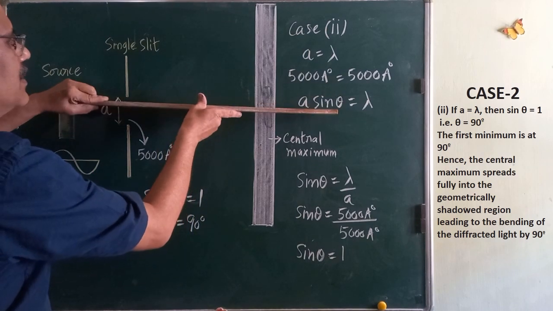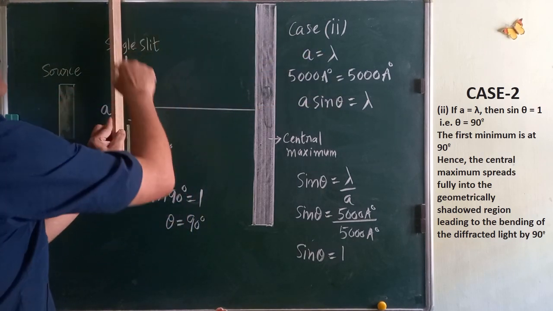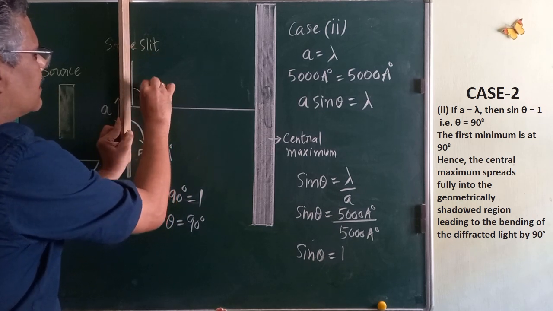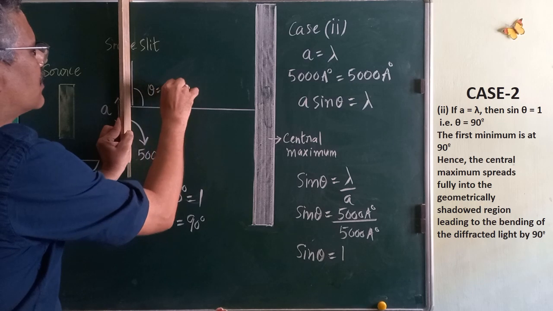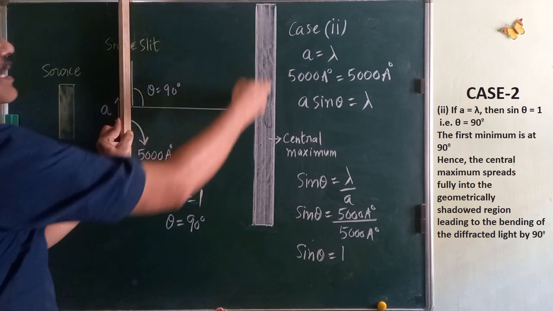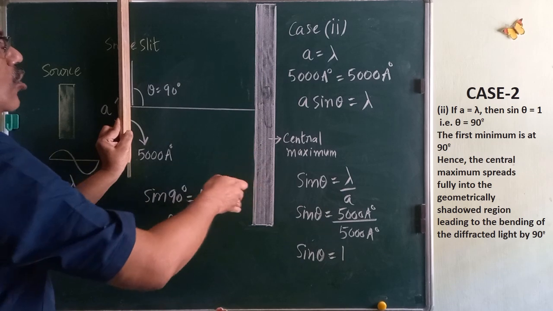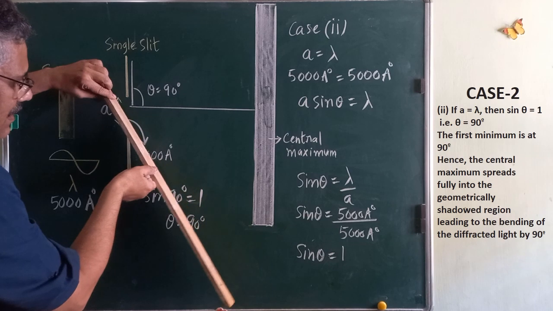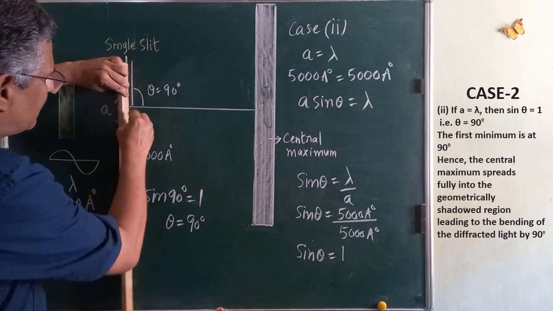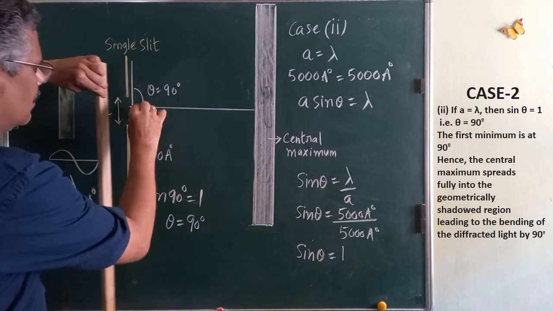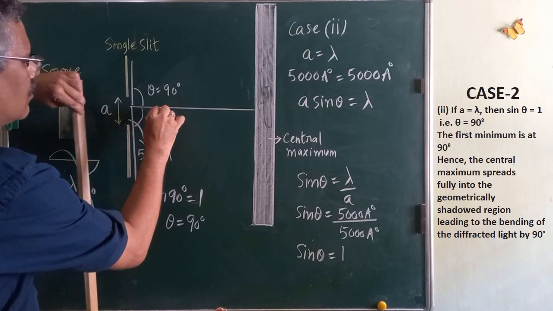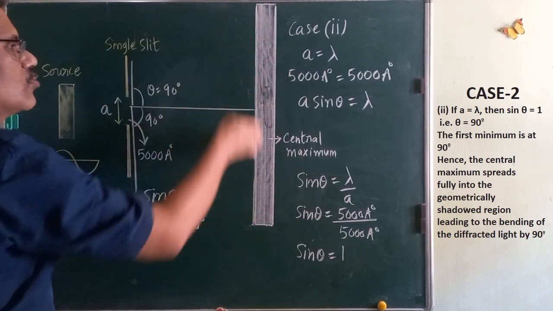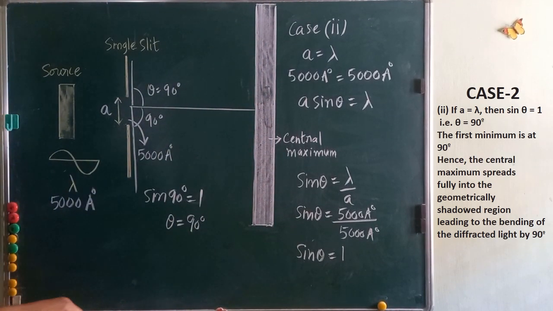Are you clear? Because of bending, what happens? On either side, I will draw the diffracted ray. Here, this is the diffracted ray. This angle is called the angular spread. Because of the angular spread, the entire region will be fully occupied by the central maximum. Not only here, in this region also. You have to extend the line and draw another diffracted ray here. And here also the angle will be equal to 90. So you can't observe the first minimum. The entire screen will be fully occupied by the central maximum. Okay.